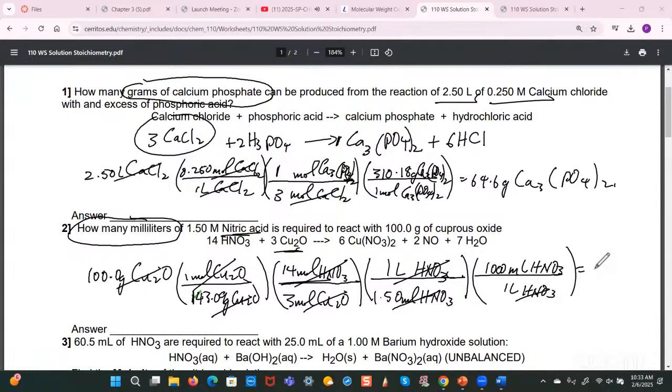So 100 divided by 143.09 times 14 divided by 3 divided by 1.5 times 1,000. And according to my calculations, please correct me if I'm wrong, I got 2,174 liters of HNO3. I mean milliliters, sorry, yeah, you're right, of HNO3. Right, that's what I got. All right? Any questions about this? Any questions?